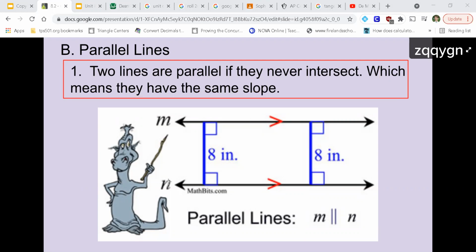For example, lines M and N here are parallel, which is indicated by these two vertical lines, because they have the same slope. They both have a slope of 0. So infinitely continuing on in either direction, they never get closer or further from each other. They always stay equidistant, and they will never intersect.